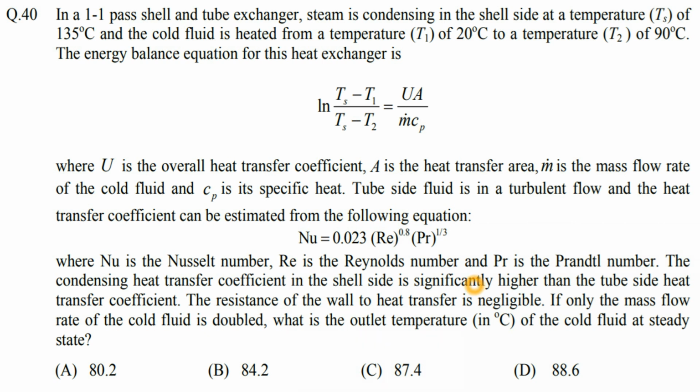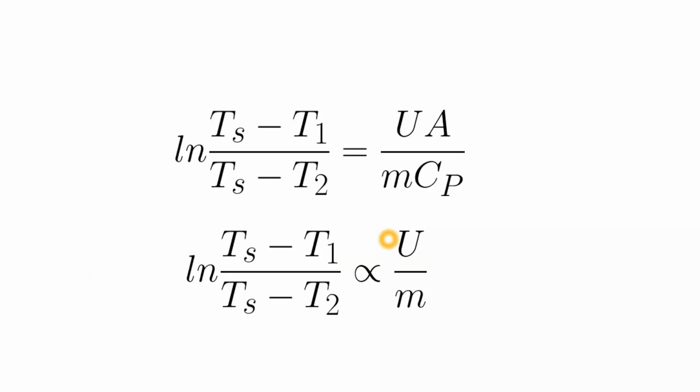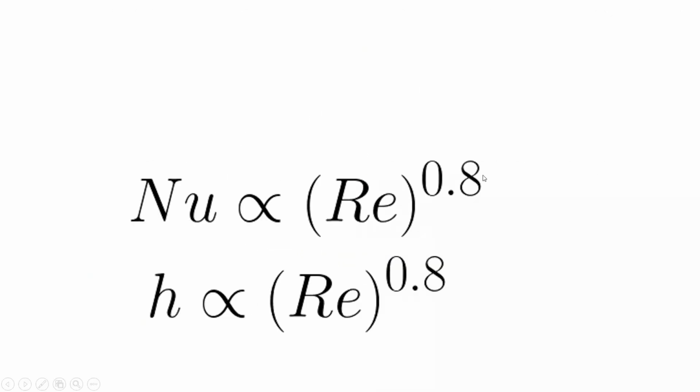Why will it change? You can see here we are just doubling the mass flow rate. If we double the mass flow rate, then the velocity will also increase. Since Reynolds number is given as dV rho by mu, when velocity changes, the Nusselt number will change. So in this question the Nusselt number depends only on the Reynolds number. So I am writing here Nusselt number is directly proportional to Reynolds to the power 0.8. And you know that Nusselt number is given as hL by K, or hD by K, where h is the heat transfer coefficient, K is the thermal conductivity of the fluid, and D is the characteristic length, or the diameter of the pipe in case of a pipe.